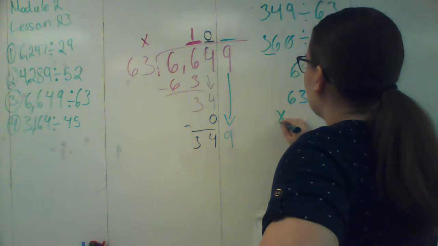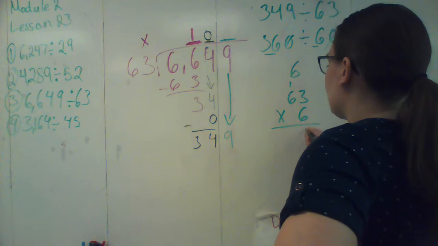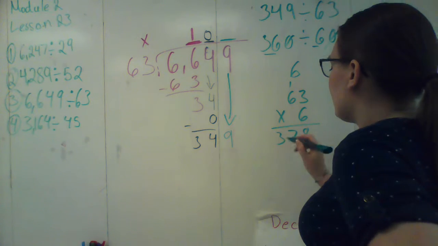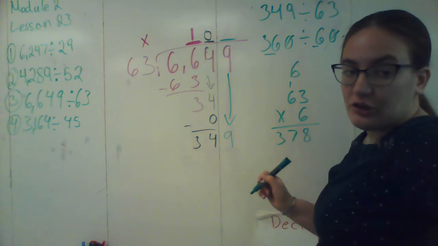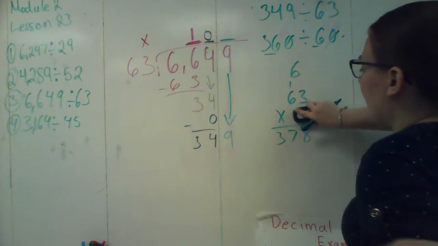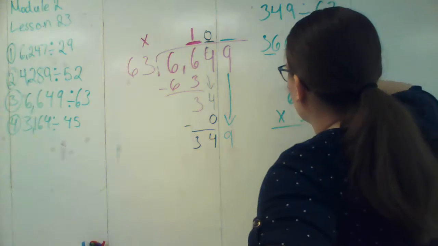So we do 63 times 6. 3 times 6 is 18. 6 times 6 is 36, plus 1, which is 37. And that's definitely too big because it's larger than 349. So I'll try a factor less than 6.